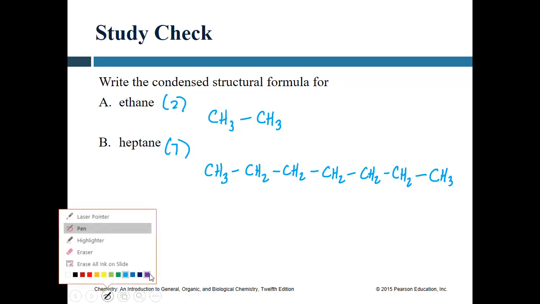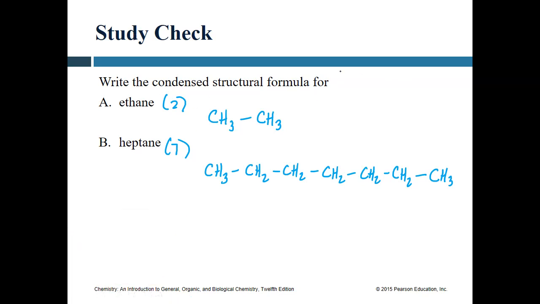Now, again, just for practice purposes, let's put on the skeletal formulas. 2 carbons, 1, 2. 7 carbons, 2, 3, 4, 5, 6, 7. So it's just segments. Up, down, up, down, up, down. Just remember that you're starting from 2, not 1. All right, questions with either of these?